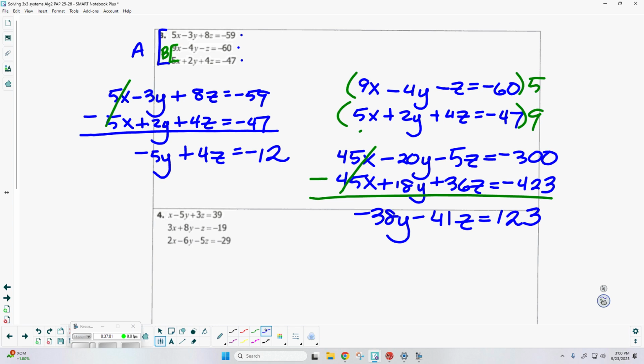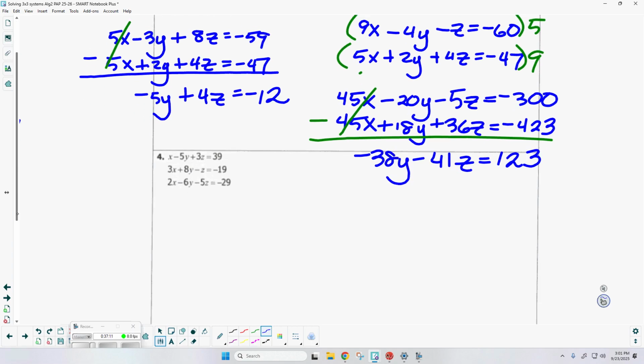Questions? Anybody having a hard time? Okay. All right. So now I'm going to take these two new equations. We whittled it down to a 2 by 2. Let's go ahead and stack those. So negative 5y plus 4z is equal to 12. And then we got a negative 38y minus 41z is equal to 123. Okay, so I've got to choose another variable to eliminate.